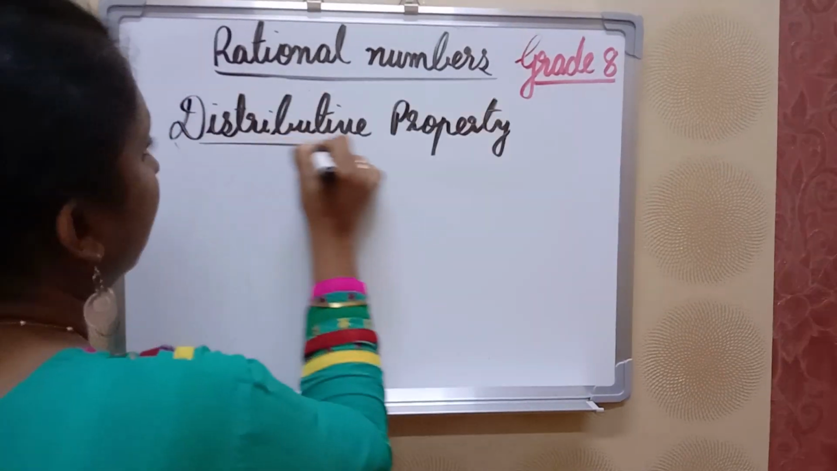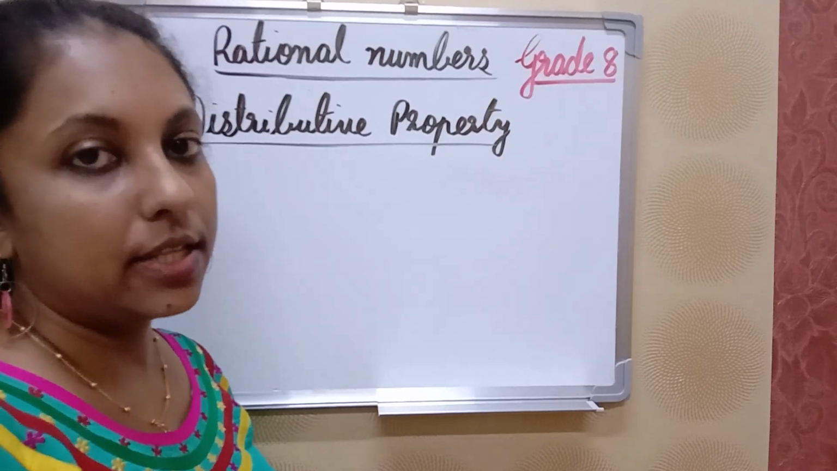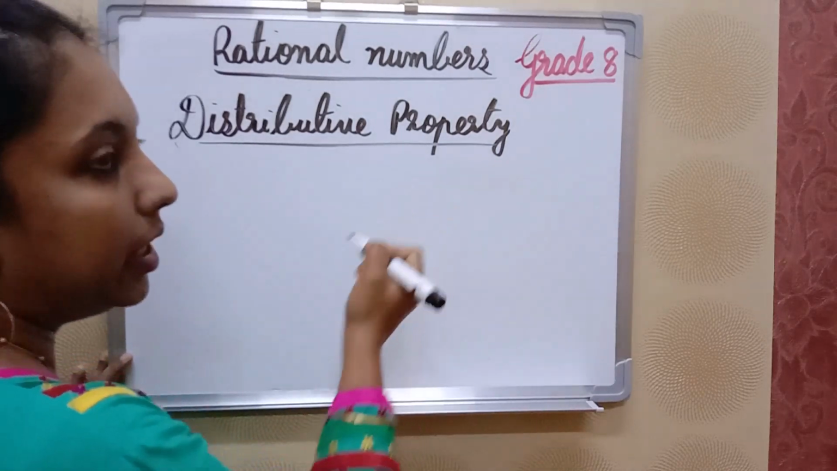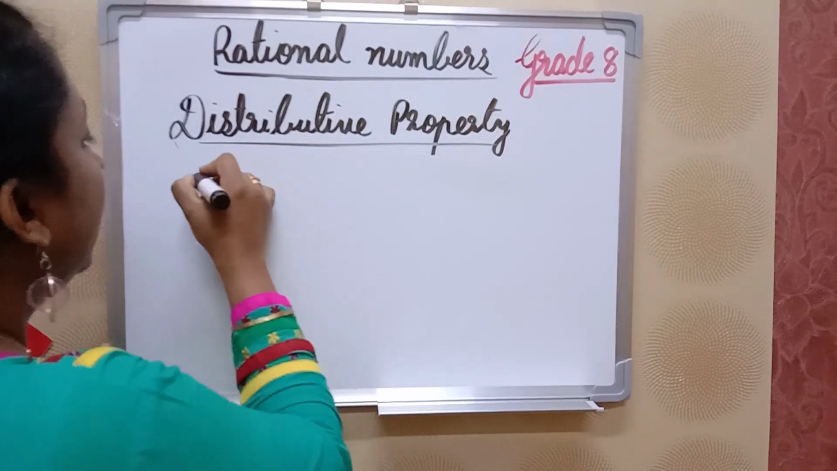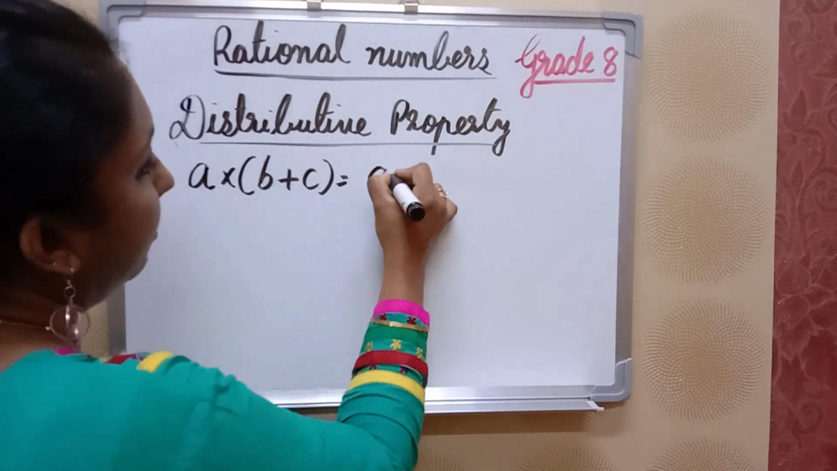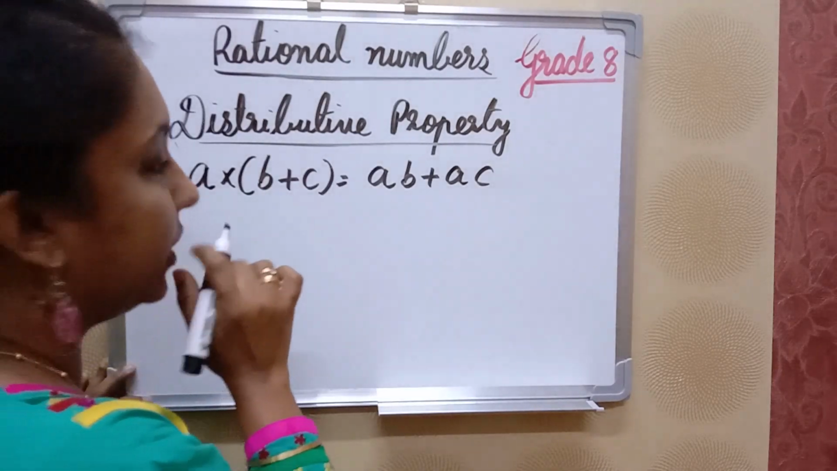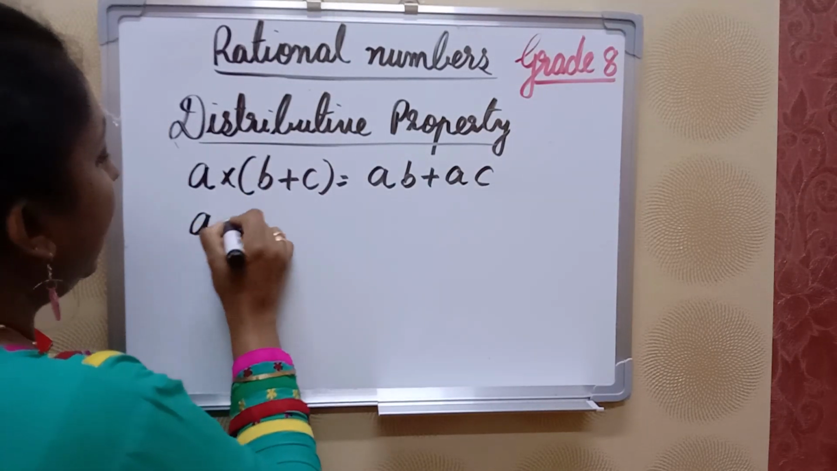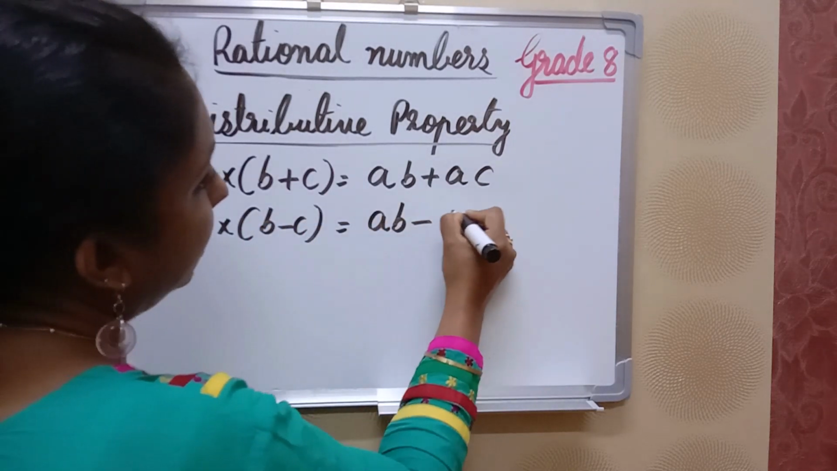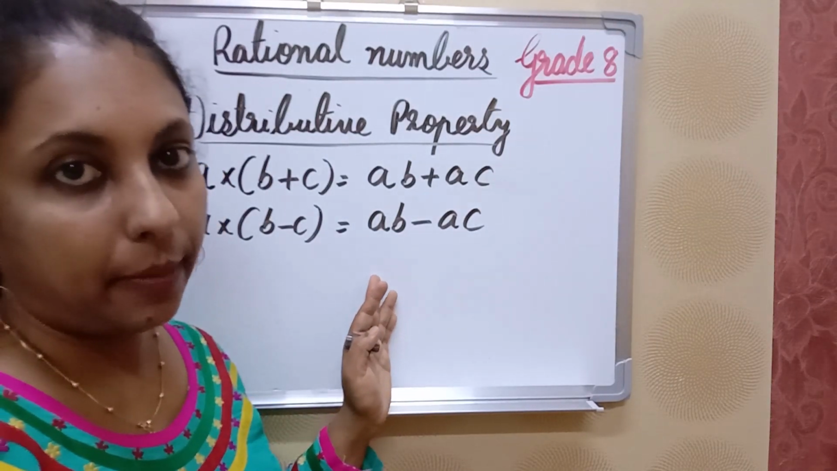Distributive property. First one, multiplication over addition. And second one is multiplication over subtraction. If a, b and c are three rational numbers, then a × (b + c) is equal to ab + ac. This is multiplication over addition. Next is a × (b - c) is equal to ab - ac. This is multiplication over subtraction.